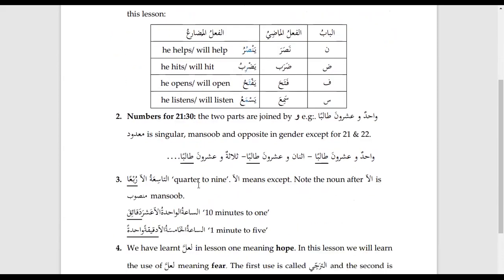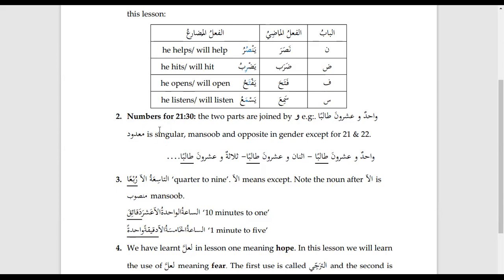All right. And then point number 2, numbers again. We have learned that 1, 2, and 11 and 12 are one set. Then 3 to 10 is a different set, and 13 to 19 is a different set, right? And then we have learned that the uqud, the tens or the decades, have a different set, which is 20, 30, 40, 50, 60, 70, 80, up to 90. So we have learned these numbers.